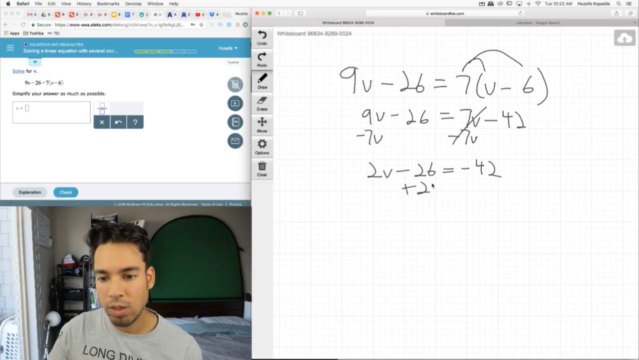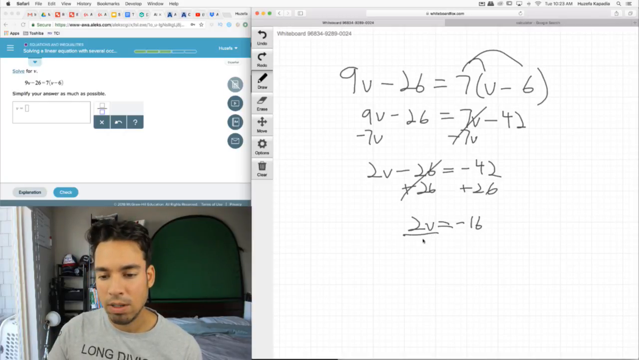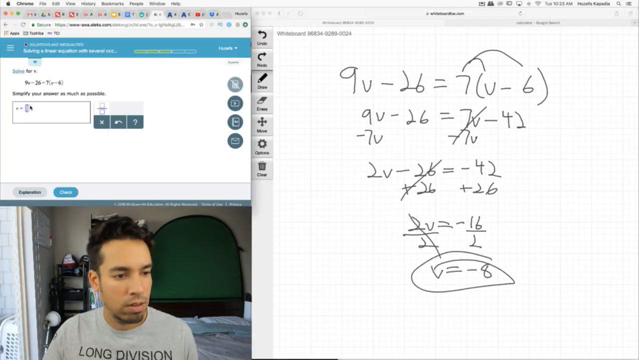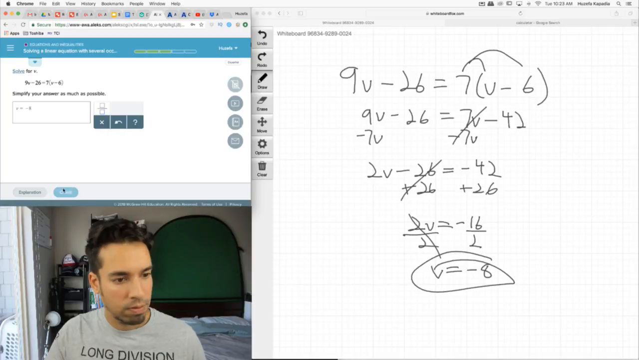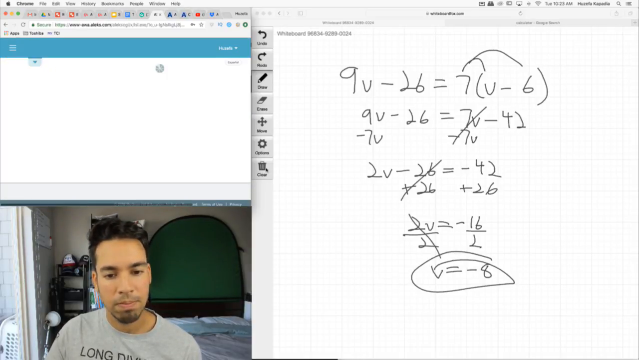Then I'm going to add 26 to both sides. Get rid of that, and we got 2v equals negative 16, right? Negative 42 plus 26. It's like 42 minus 26. The answer is negative, and then divide by 2, and I got v equals negative 8. All right.